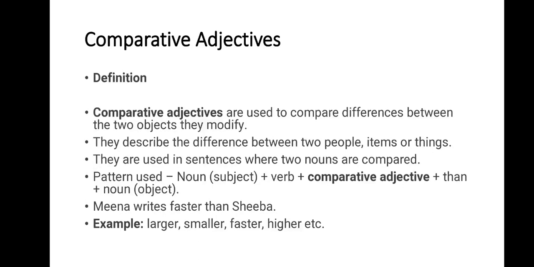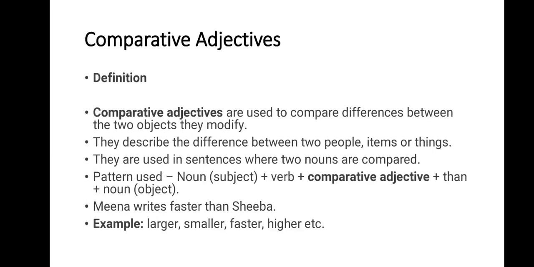Now, as the definition says, comparative adjectives are used to compare. As the name says, it is used to compare differences between the two objects they modify. Whatever the objects or the subjects that are there, they modify it. They describe the difference between two people, items, or things. They are used in sentences where two nouns are compared.